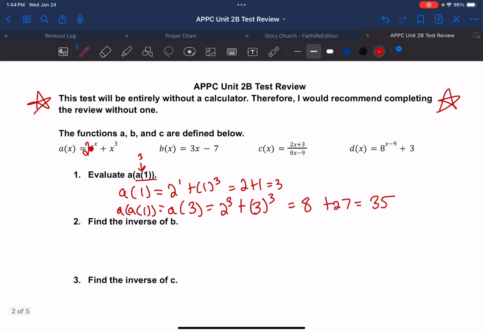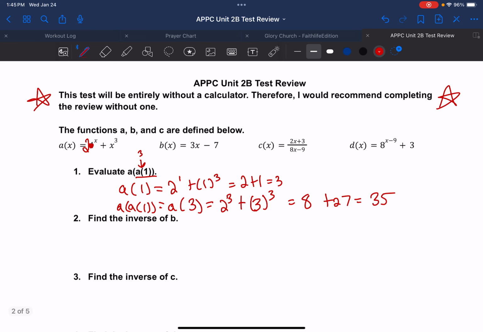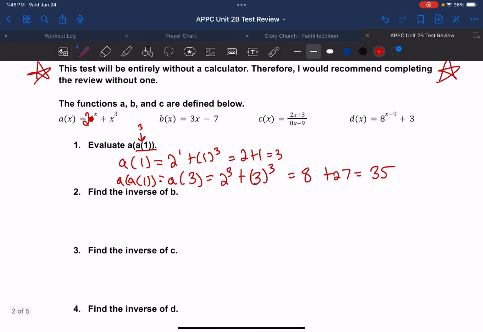And finding the inverse of b. Remember the steps. I'm going to have to rewrite it as y first. So for b, I would rewrite it as y equals 3x minus 7. Then I'm going to switch x and y. Miswrote that, got ahead of myself. Then I'm going to solve for y. So x plus 7 equals 3y, divided by 3, divided by 3. Now y is by itself. And then I can rewrite it in inverse notation.